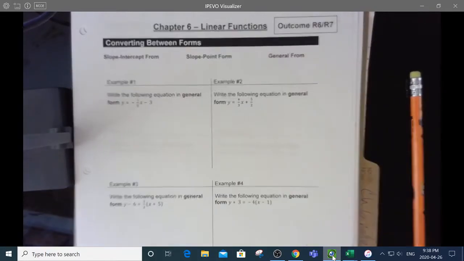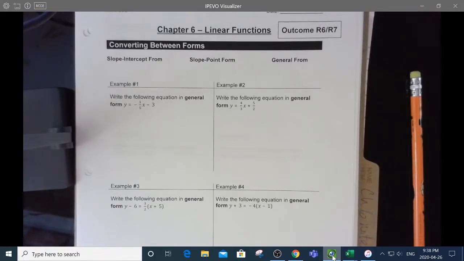I will post an answer key for it once I've made one. I might even just videotape myself making the answer key so that if you get stuck and you can't see how to get the answer from the answer key, you could just watch the video. But if you check the answers and you've got the right answer, you don't have to watch that second video.